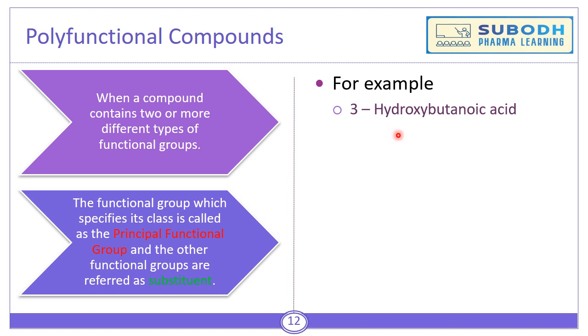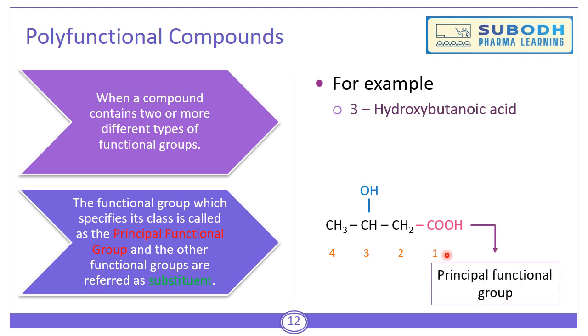3-hydroxybutanoic acid. When you see the structure, you will observe that two different functional groups are attached. The alcohol is attached at the third position and the carboxylic acid group is attached at the first position. By following the order of priority of functional groups, the carboxylic acid group is called the principal functional group and alcohol is called the substituent.